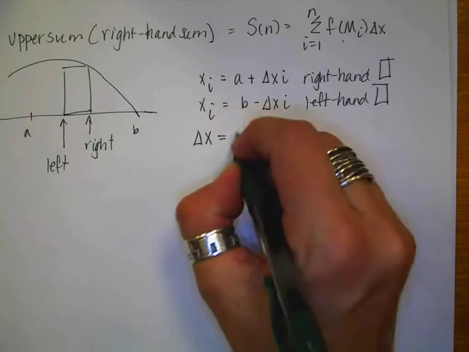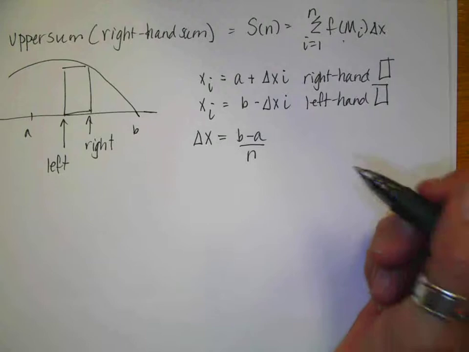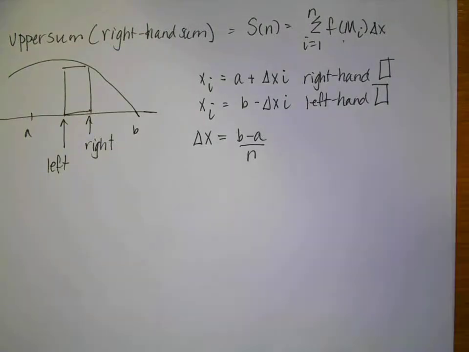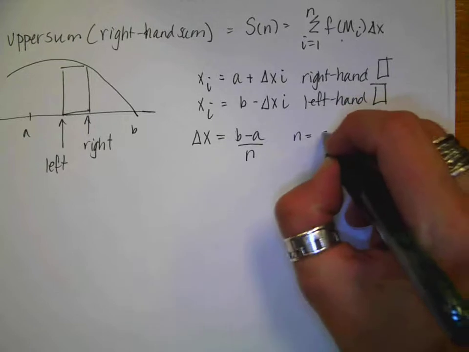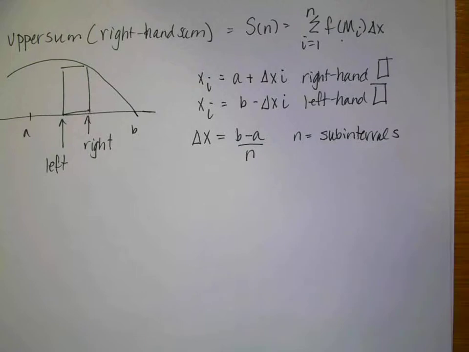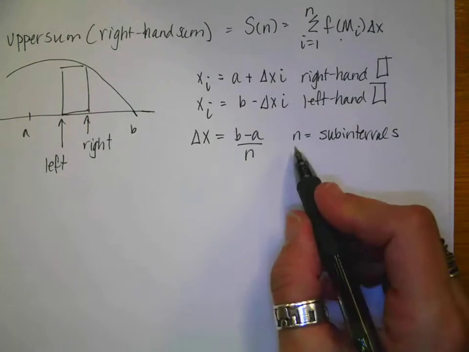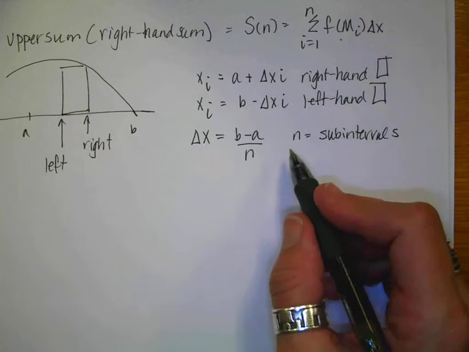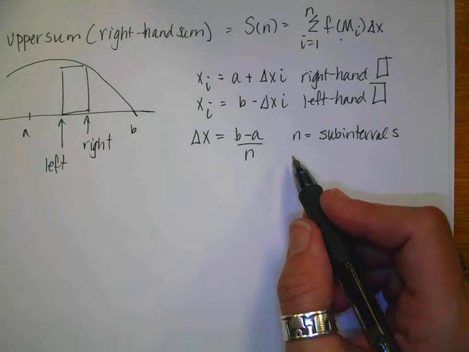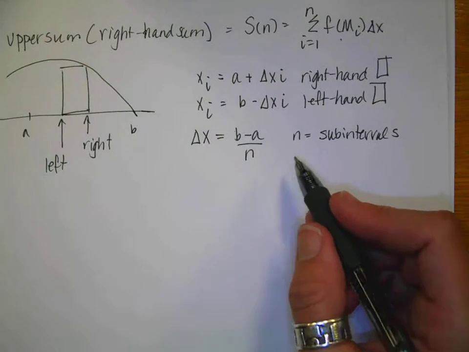Alrighty? Delta x, if you'll remember, is always b minus a divided by n. How many rectangles am I going to have in the given interval? N at this point represents how many sub-intervals I have. If we're doing this process, we're assuming that all of the sub-intervals or all of the rectangles are equal. But remember that I can also calculate the area under a curve, and I don't have to use equal rectangles.